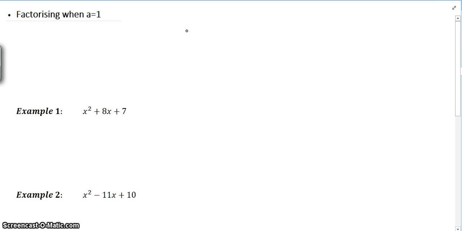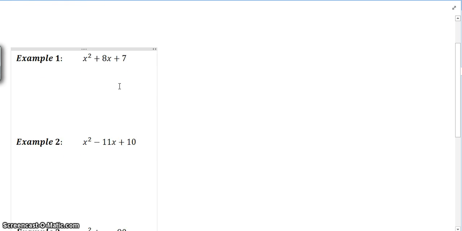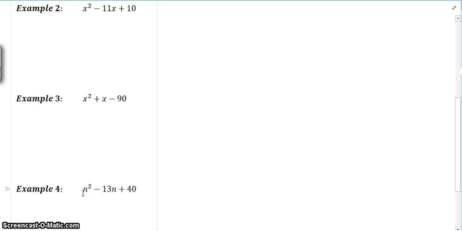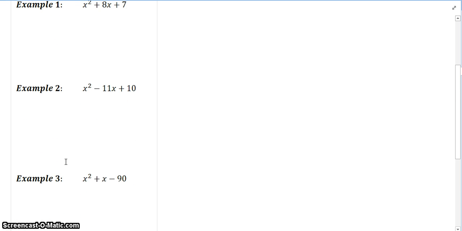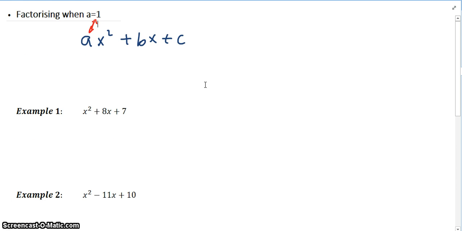So this next video is going to be on factorizing when a is equal to 1. And what I mean by a equals 1 is as follows. We remember the standard form for a quadratic is ax squared plus bx plus c. And in this case, we're looking at only particular cases where a is equal to 1. So in other words, you can see with all the examples that I've given that the coefficient of the squared term is always just 1 in this case.